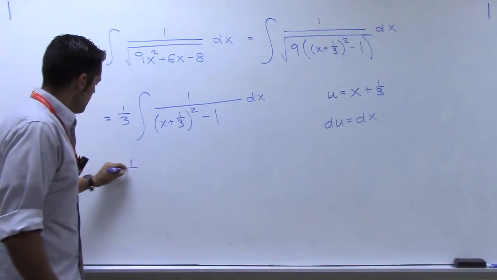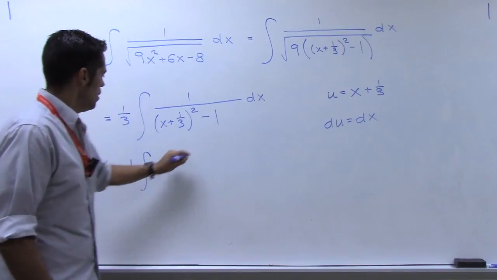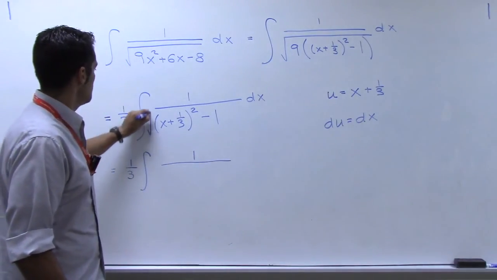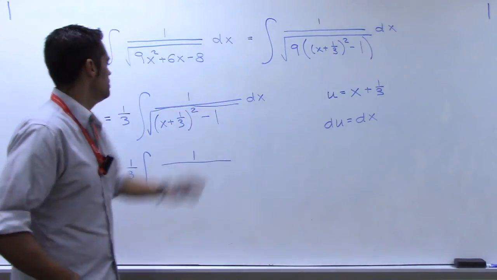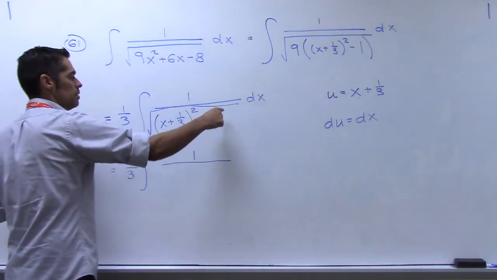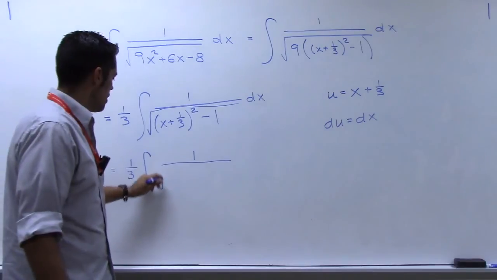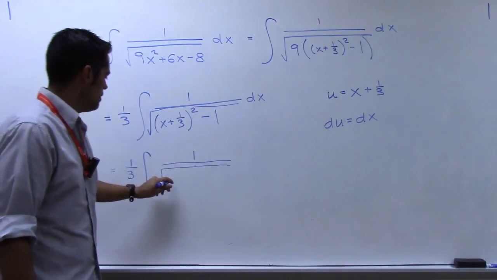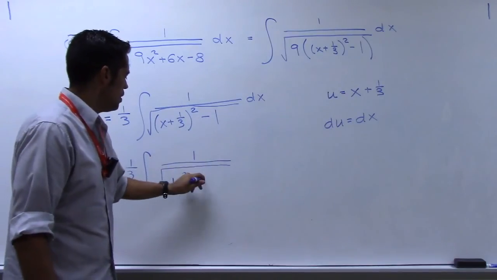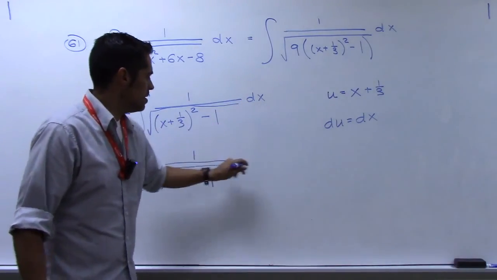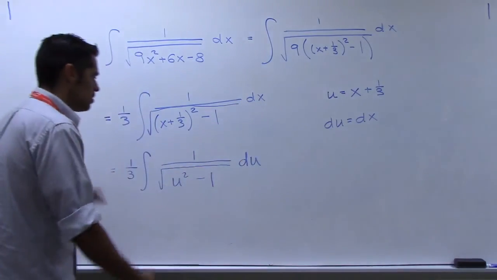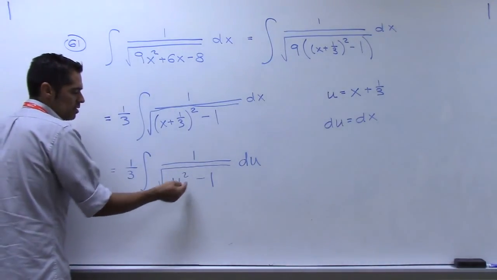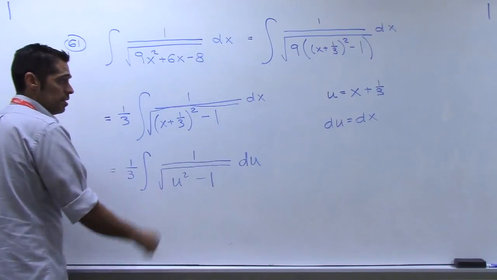So we've got 1/3 integral 1 over, I forgot the square root. Shoot, I'm sorry. Square root right here. Then square root of this right here is u squared minus 1. And then dx is du. And now this looks like our formula. We have u squared minus a squared. Or, you know, we're used to seeing x squared minus a squared, but we're using the variable u.